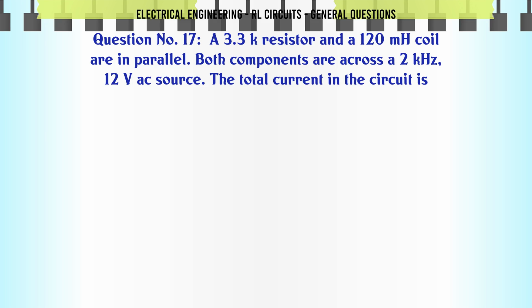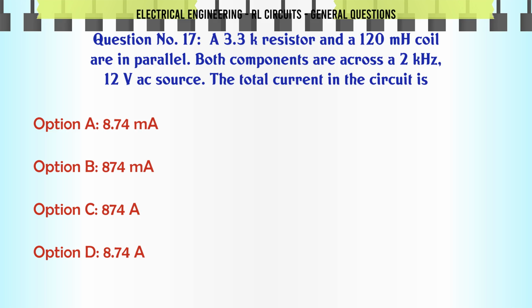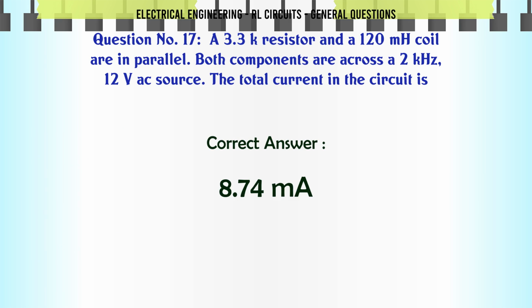A 3.3K resistor and a 120 mH coil are in parallel. Both components are across a 2 kHz 12V AC source. The total current in the circuit is A. 8.74 mA, B. 874 mA, C. 874A, D. 8.74A. The correct answer is 8.74 mA.